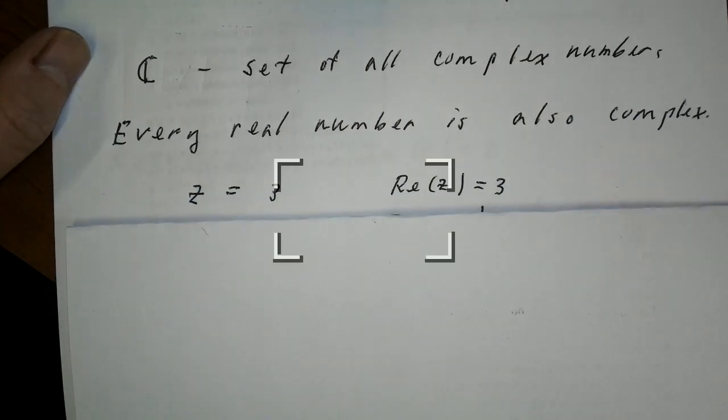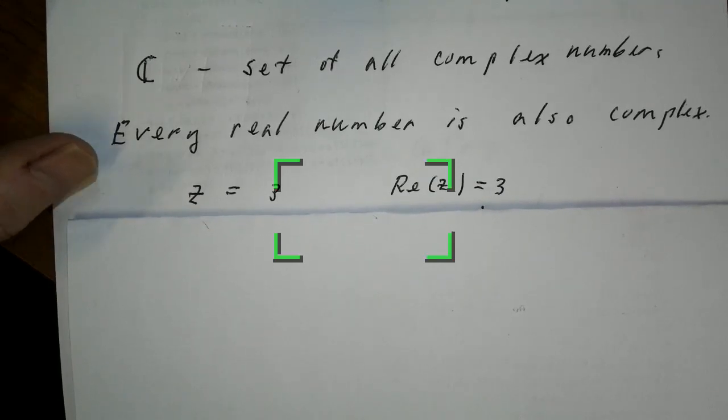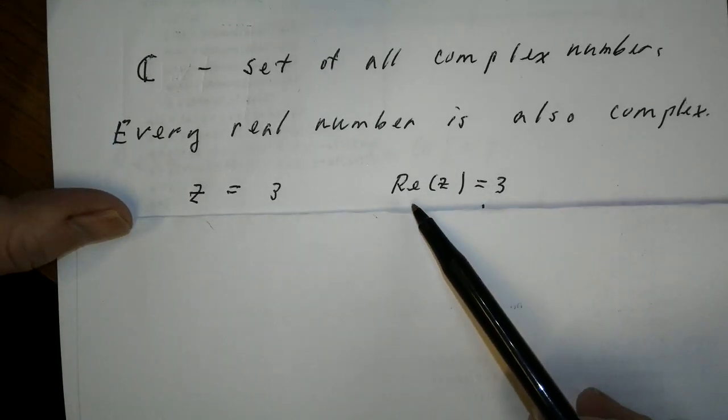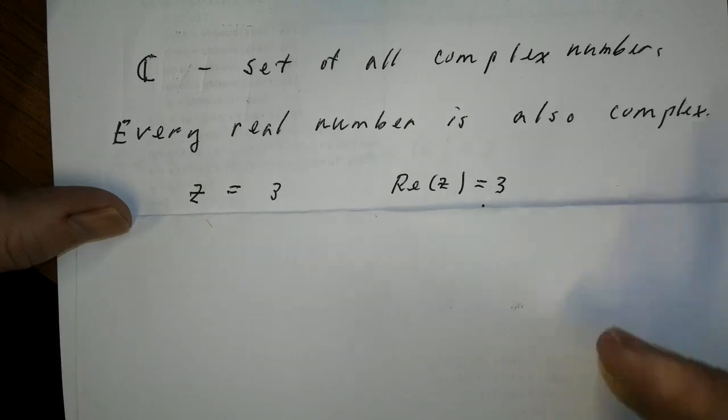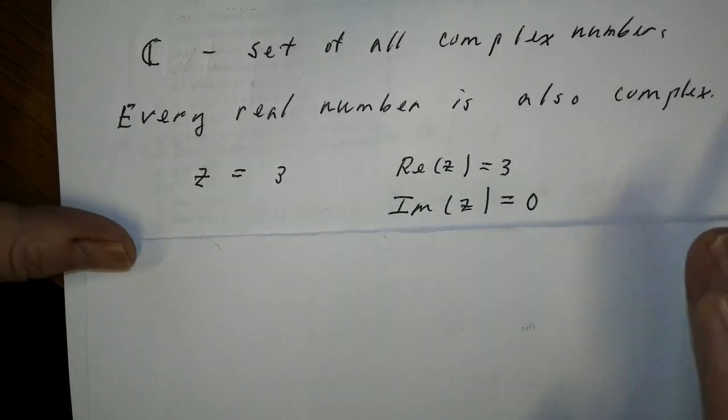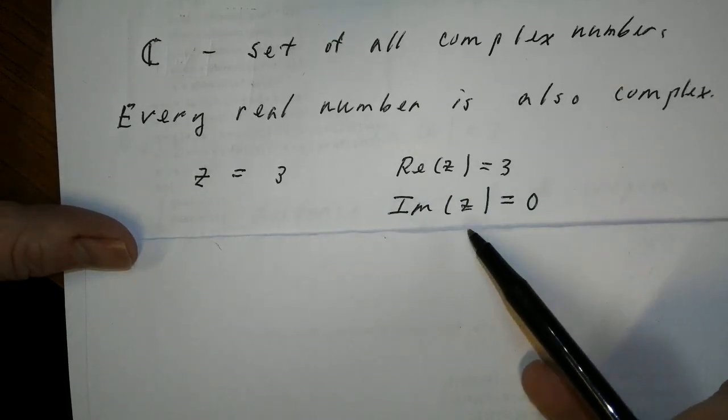For example, z is equal to 3. The real part of z, which we denote using the notation Re, is equal to 3. The imaginary part is in fact equal to 0.